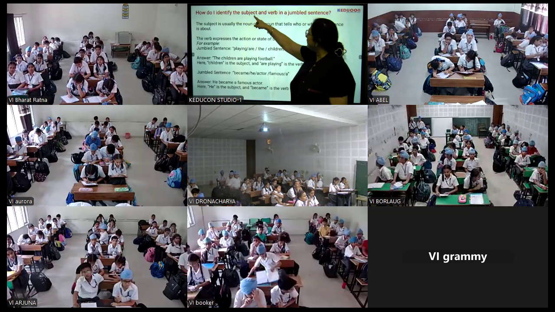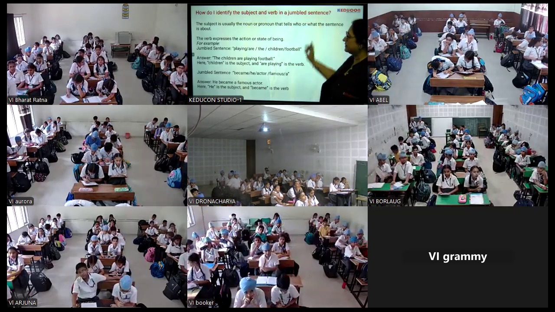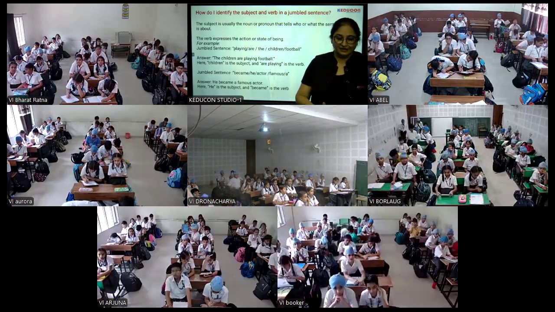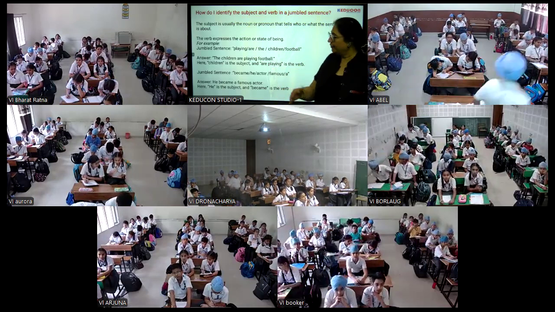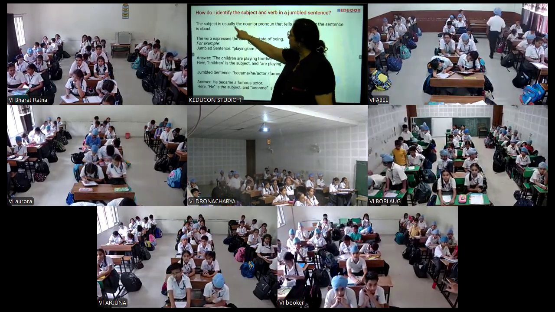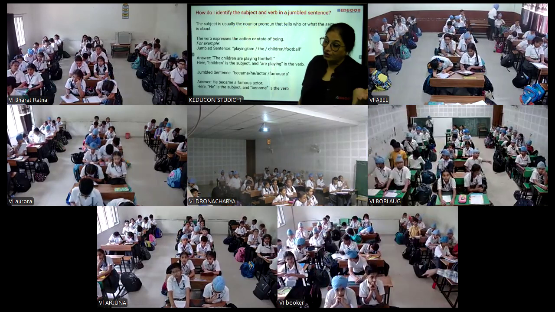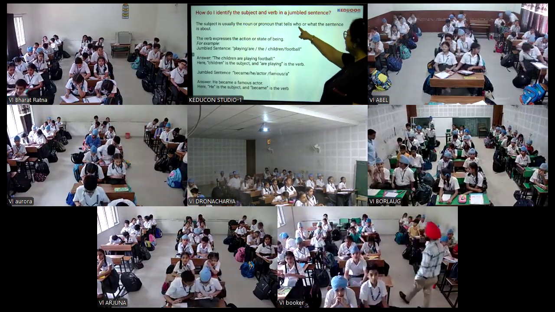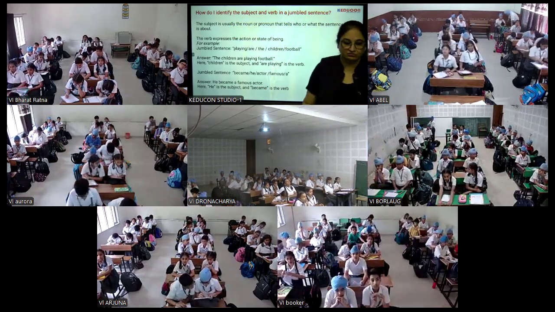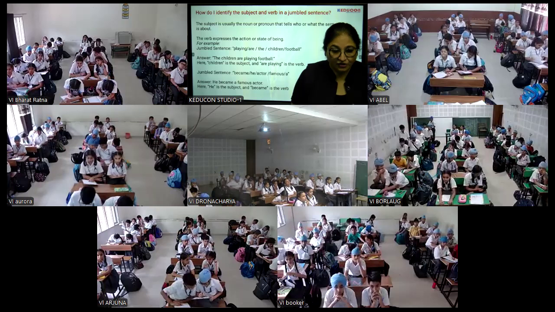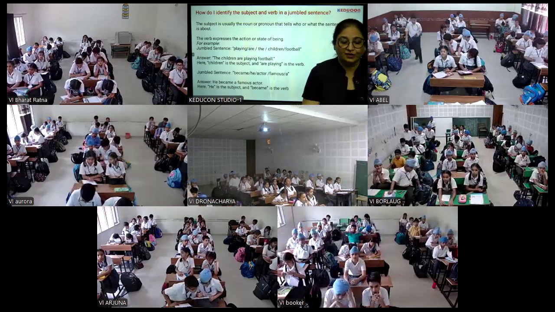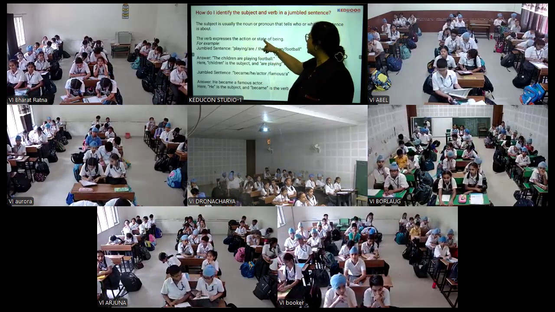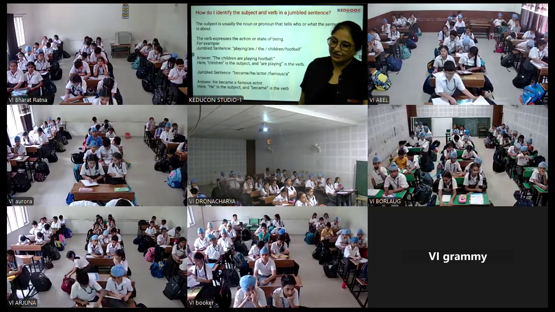So how do I identify the subject and verb in jumbled sentences? We know that we have to identify the subject and the verb, but how? The subject is usually a noun or pronoun that tells who or what the sentence is about. Subject, predicate, aapko pata hi hai. So try to find out the subject. The verb expresses the action or state of being. So a verb is an action word.